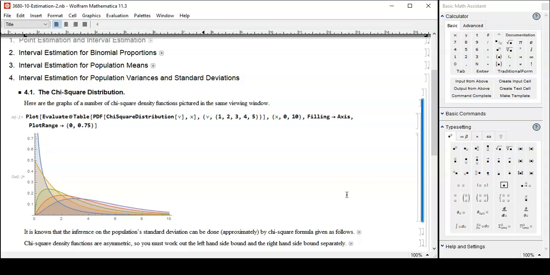Here are some graphs of chi-square distribution for some selected degrees of freedom, 1 to 5. And as you can see, as the degree of freedom increases, the curve recedes to the right. So this one is degree of freedom 1, 2, 3, 4, 5, like these.